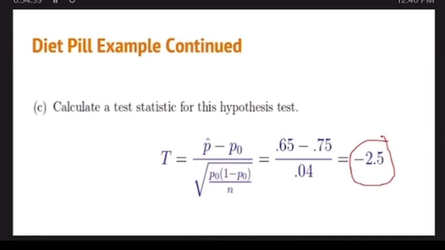When we have a negative 2.5, this T here is the same thing as Z. We got Z to be negative 2.5. What are we going to do next? Then we need a p-value associated with that. How am I going to get a p-value associated with that?